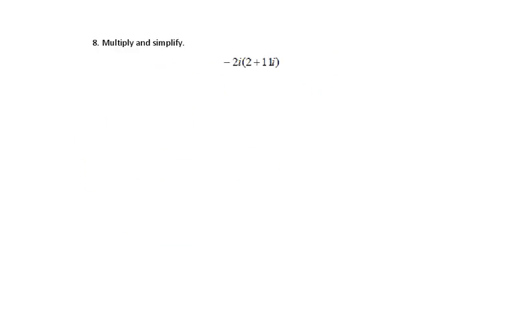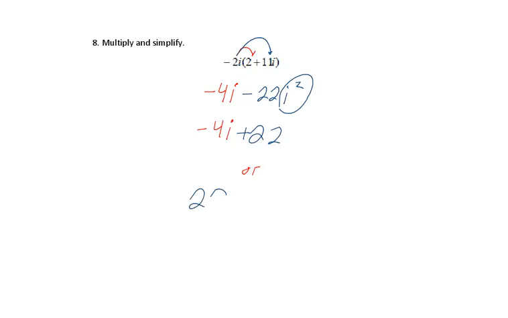All right, 8. Let's just multiply. Negative 2i times 2 is negative 4i. Negative 2i times 11i is negative 22i squared. Now again, i squared will change negative 22 into positive 22. And you still have negative 4i. Now, this is technically correct, but there are a lot of instructors that would rather have the number come first and the i come second. If your instructor is one of those, then write 22 minus 4i.